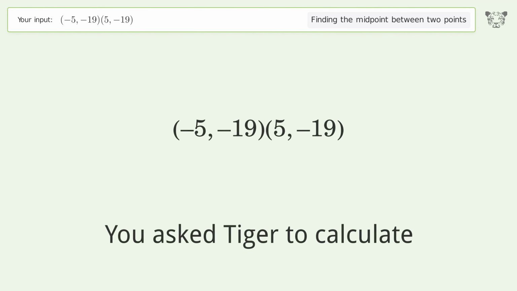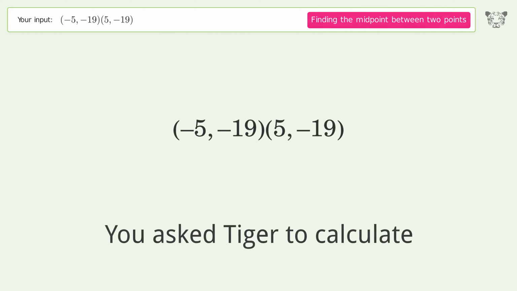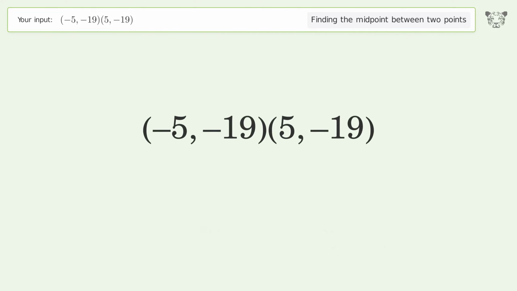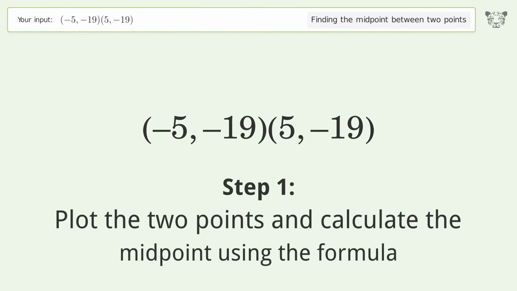You ask Tiger to calculate. This deals with finding the midpoint between 2 points. The midpoint between the 2 points is 0, -19. Let's solve it step by step. Plot the 2 points and calculate the midpoint using the formula.